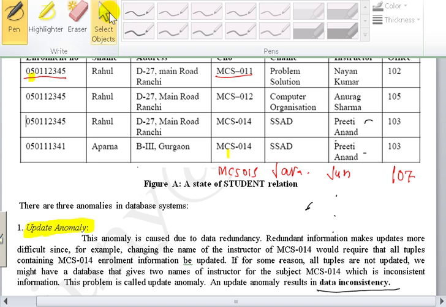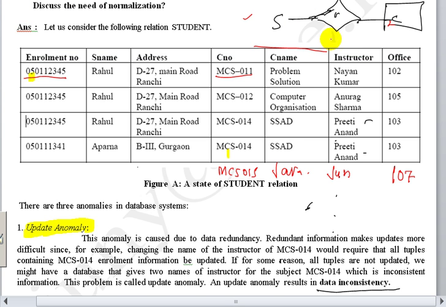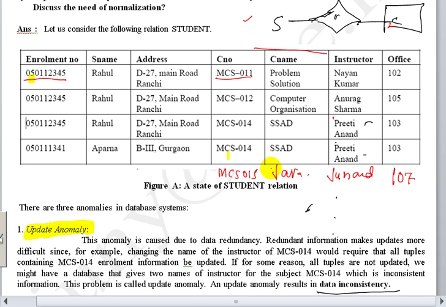So what I'm saying is that I'm trying to introduce a Java course. We have a new course in our college, for example, or whatever institute it is. We have a new course MCS015 Java. I'm trying to put it in this table because I have to put the course in the table to tell the database that we have a course, but no such student yet has enrolled for it, right?